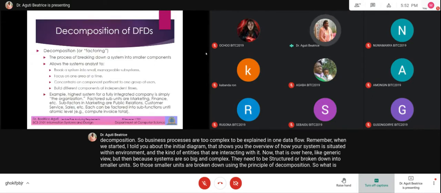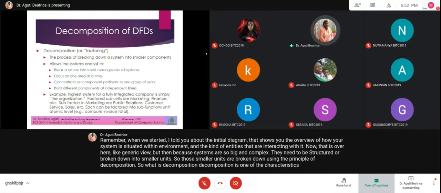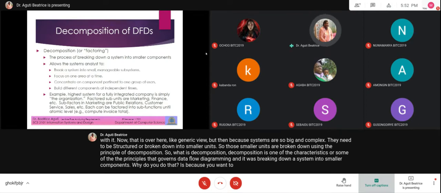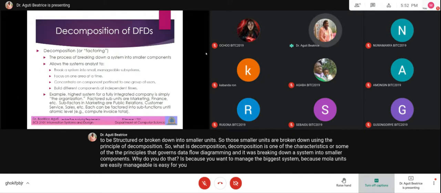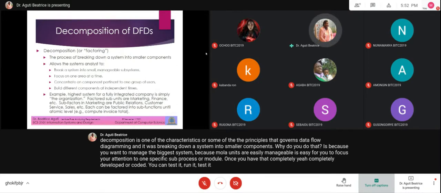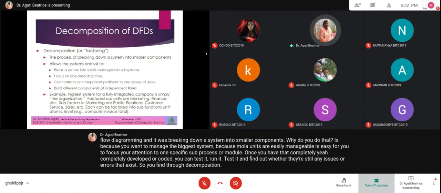So what is decomposition? Decomposition is one of the principles that governs data flow diagramming, and it involves breaking down a system into smaller components. Why do you do that? It's because you want to manage the bigger system, because smaller units are easily manageable. It's easy for you to focus your attention on one specific sub-process or module. Once you have that completely developed or coded, you can test it, run it, and find out whether there are still any issues or errors that exist. So through decomposition, you're able to manage your system.